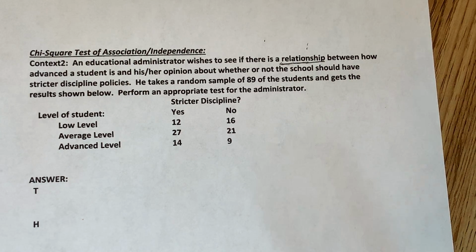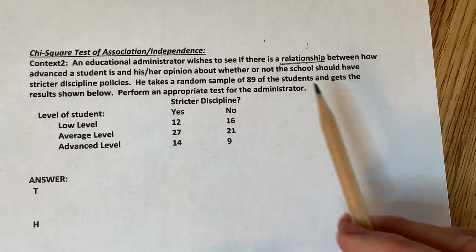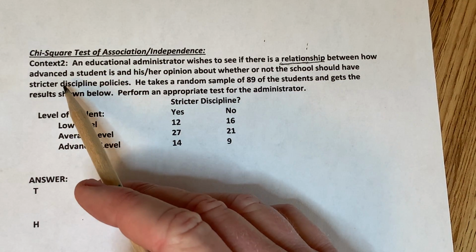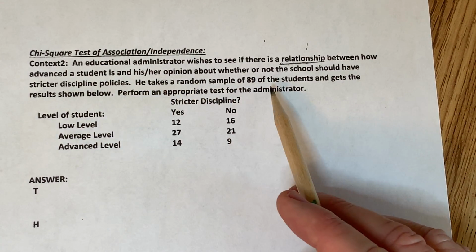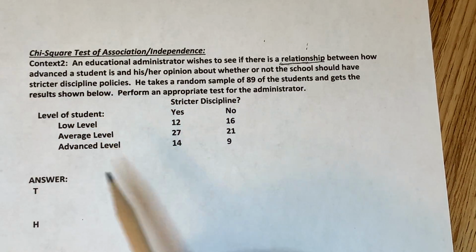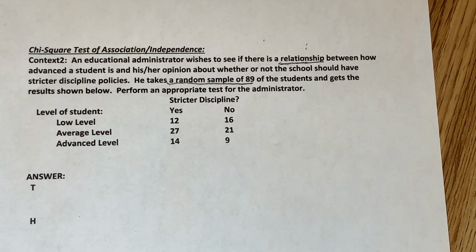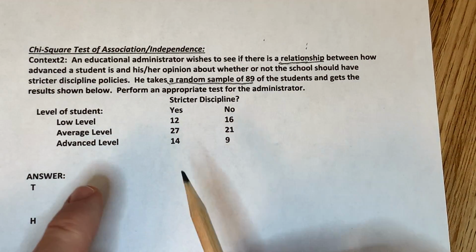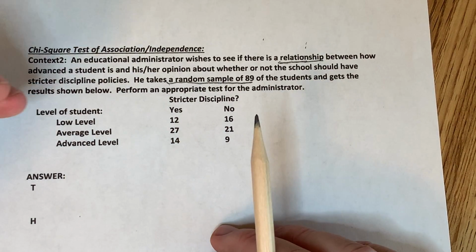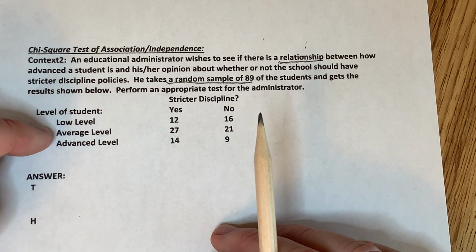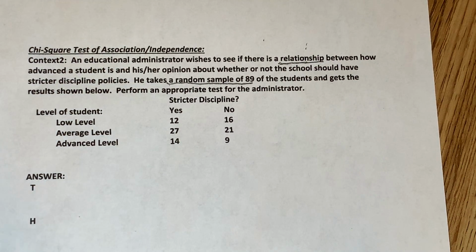So let's do this problem. An educational administrator wants to see if there's a relationship between how advanced the student is and his or her opinion about whether or not the school should have a stricter discipline policy. He takes a random sample, just one random sample of 89 students, and gets the results. So it's one random sample, two categorical variables. They've been categorized as low level, average level, advanced level. It didn't use some sort of quantitative thing like a specific test score, but it categorized them. So this is going to be a chi-squared test of independence, otherwise known as a chi-squared test of association.